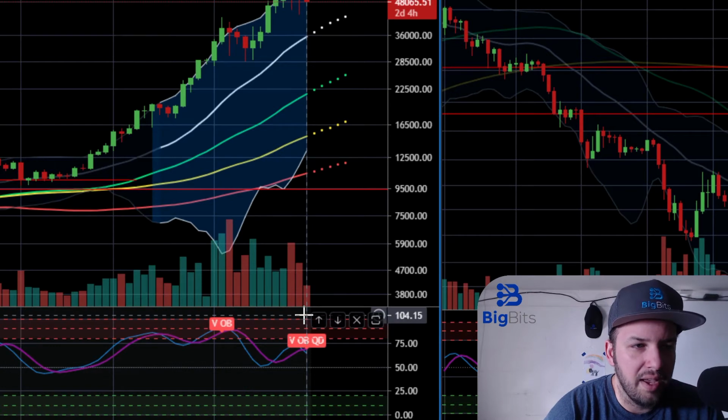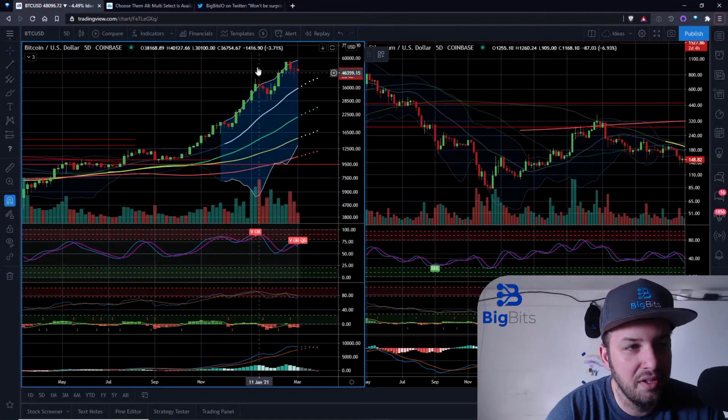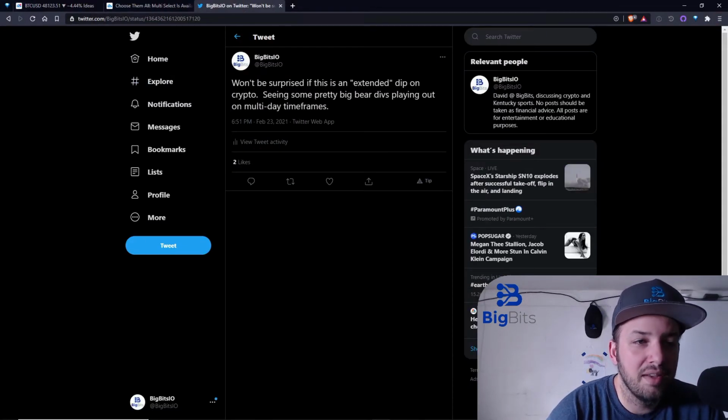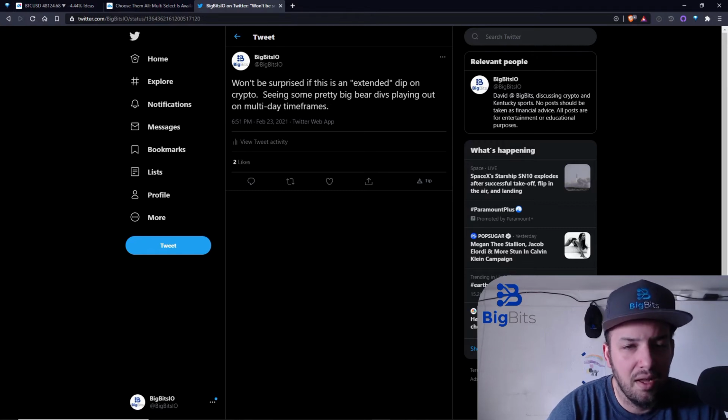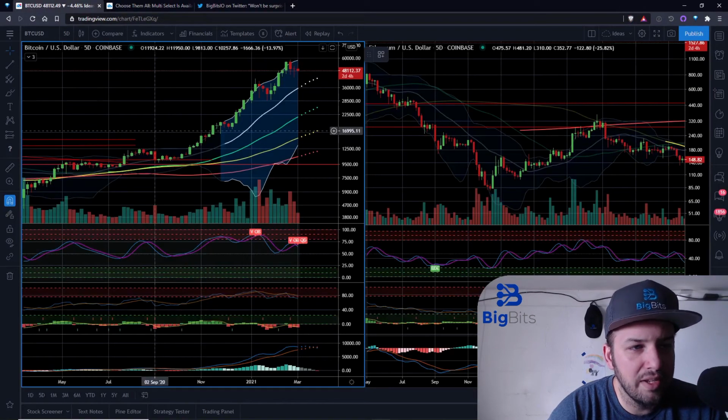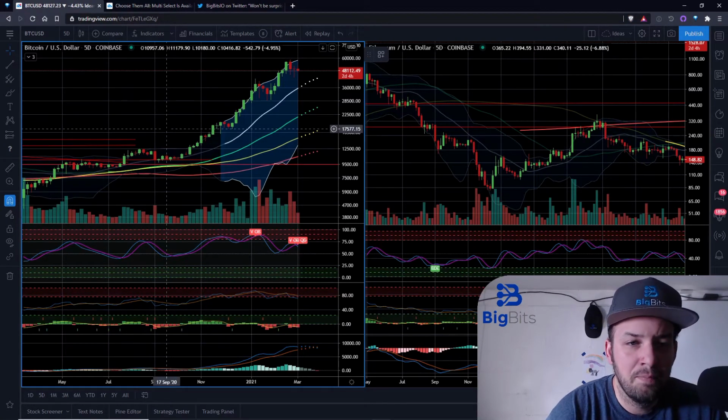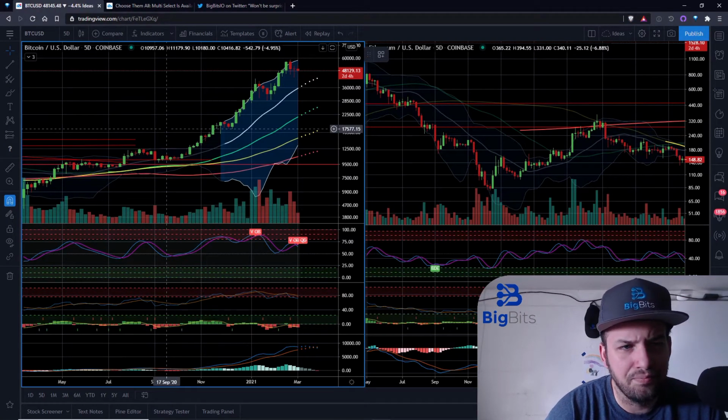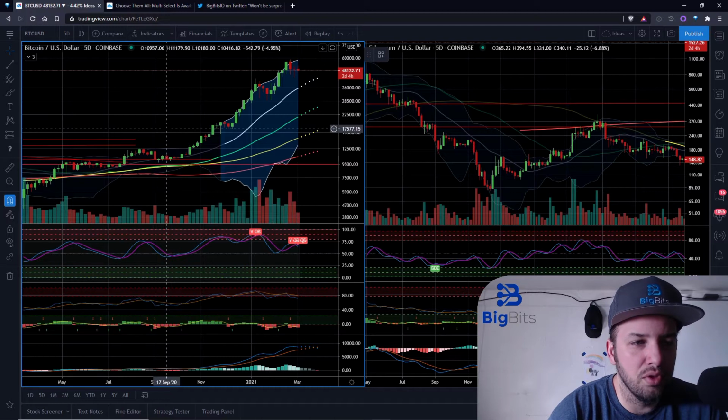Now, I will say, I am not going to rely on my indicators when we're in this bullish cycle like this. The only thing I'm going to take from this is that, as I posted, I wouldn't be surprised if this is an extended dip. I'm not going to say this is the end of the bull market. I'm not going to say this is going to last for months on end. Nothing like that. I, like many others, expect this bullish momentum to continue on throughout the year, and run all the way up until close to winter time, as we have done in previous cycles.